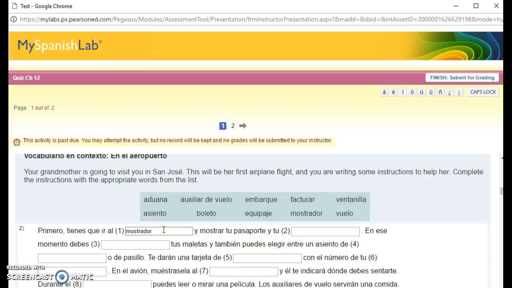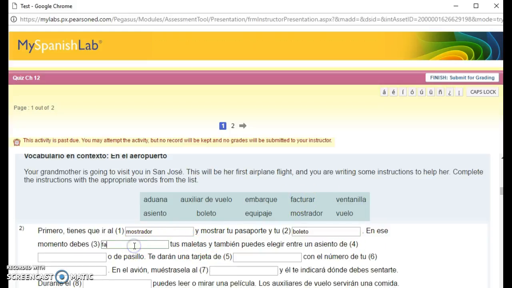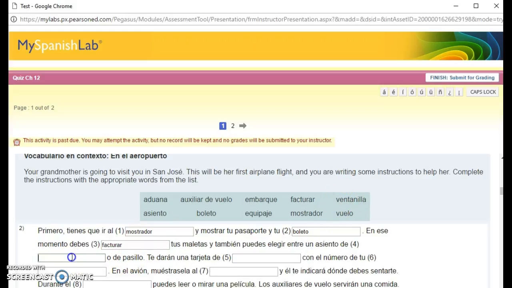But again, sometimes you have to go back later and change things if you find that wasn't correct. But mostrador is the counter. Mostrar tu pasaporte y tu boleto. So you have to go and show your passport and your ticket. En ese momento debes something your bag. So at that moment you have to do something with your bags. Facturar is the best, I believe. And también puedes elegir entre el asiento de blank o pasillo. So you can choose between a seat that's window, or sorry, aisle, or window. So window would be ventanilla.